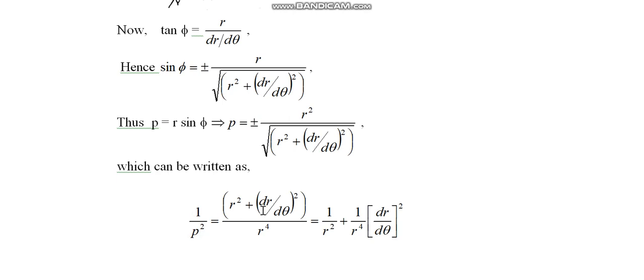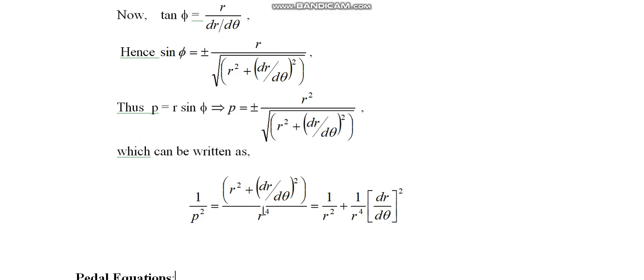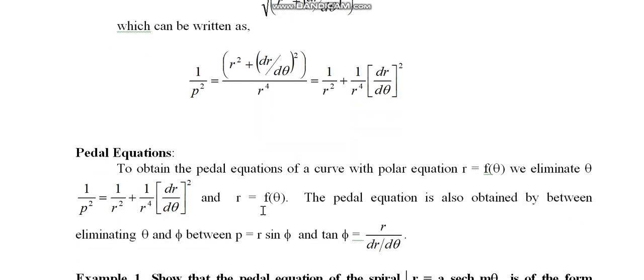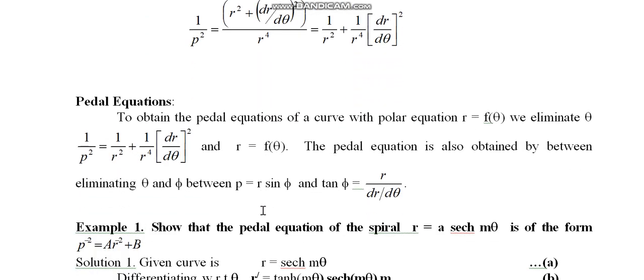This form of equation, that is 1 by p square is equal to 1 by r square plus 1 by r to the power 4 into dr by d theta whole square. So here I have written the pedal equation. To obtain the pedal equation of a curve with polar form r is equal to f of theta, we eliminate theta between this term, 1 by p square is equal to 1 by r square plus 1 by r to the power 4 into dr by d theta whole square, and r is equal to f of theta. The pedal equation is obtained.